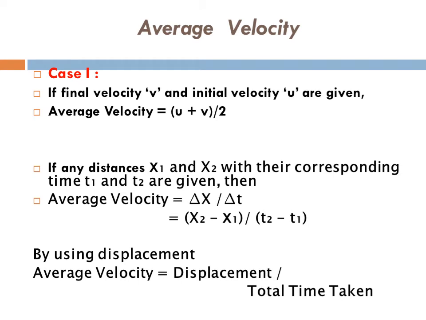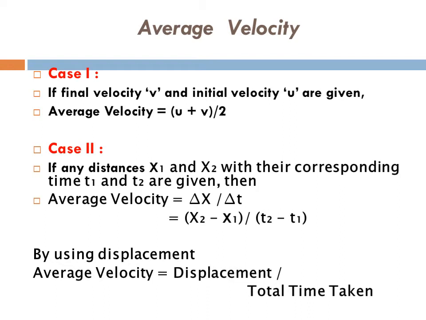So there are different cases by which we can calculate the average velocity. First of all, we consider case 1. For this case, if we know the final velocity v and the initial velocity u, that means if both values are given, then we use the formula: average velocity is equal to initial velocity plus final velocity divided by 2.